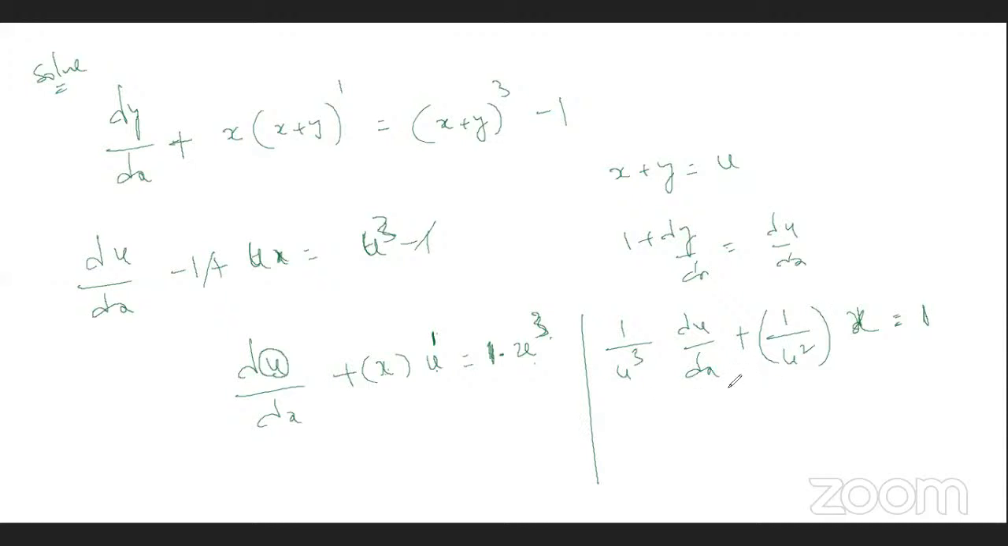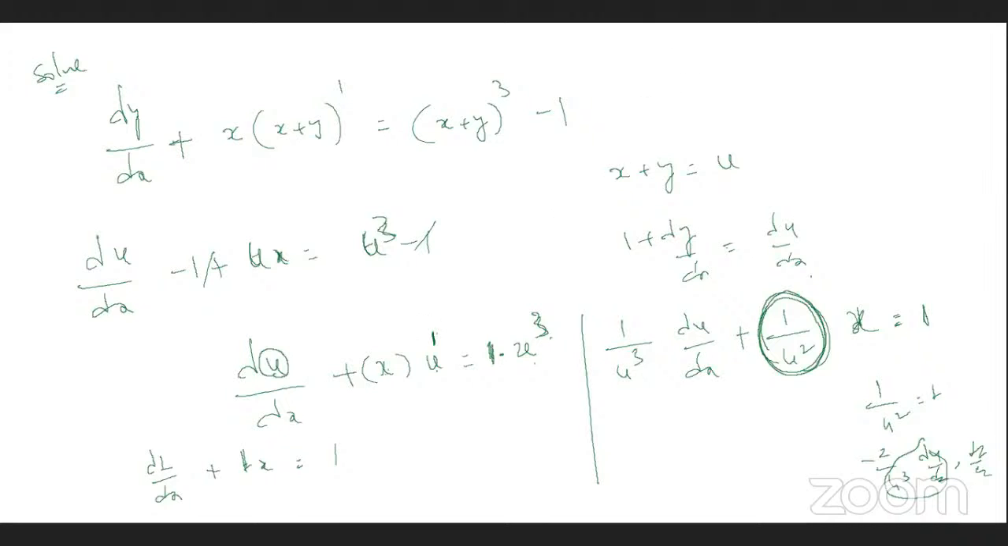Divide with u cube. Then now what is my substitution? 1 by u cube equal to t. 1 by u square equal to t. So minus 2 by u cube du by dx equal to dt by dx. Then 1 by u cube du by dx is minus 1 by 2 times dt by dx, plus tx equal to 1. Multiply with minus 2.